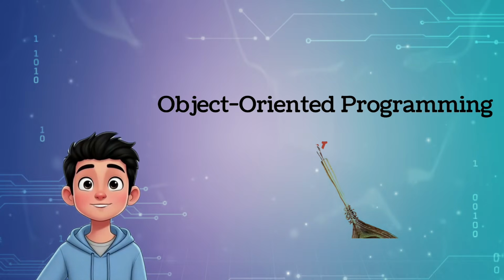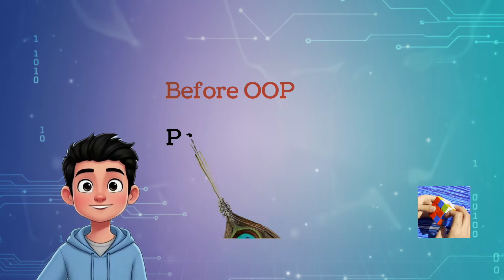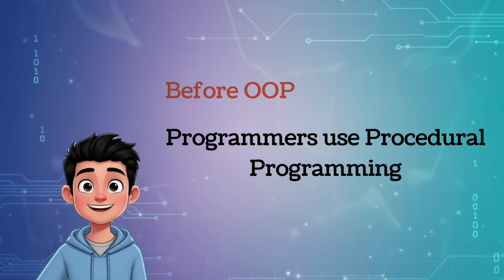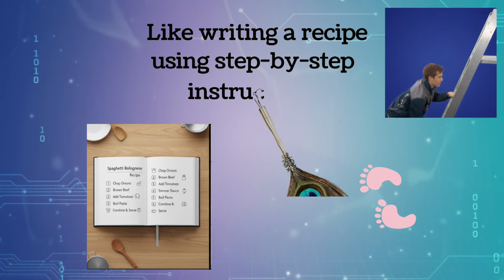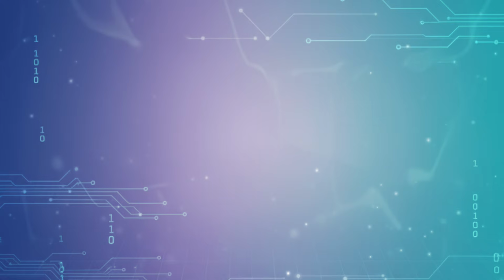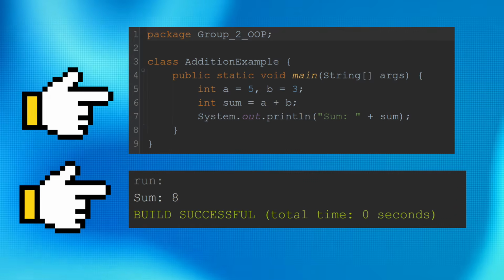Object-oriented programming versus procedural programming. Before OOP, programmers mostly used procedural programming, which is like writing a recipe, step-by-step instructions grouped into functions. Here is an example of procedural programming. Here, we just execute steps directly.